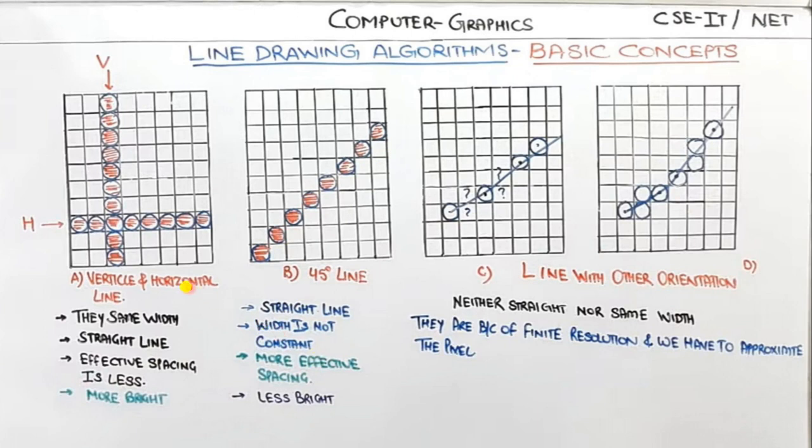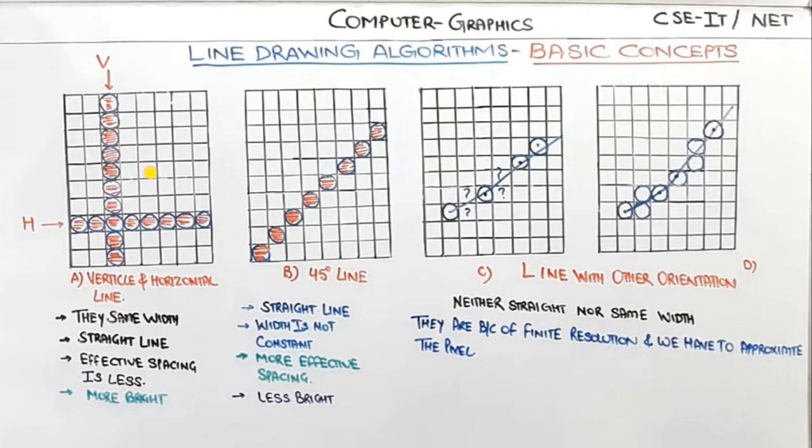Okay, so we will take that same example. Here the LED bulbs are in vertical order and horizontal order, one after the other. Here the LED bulbs are in a 45-degree line. So here spacing is there, because the LED bulbs are not one after the other, not constant, some spacing is there.